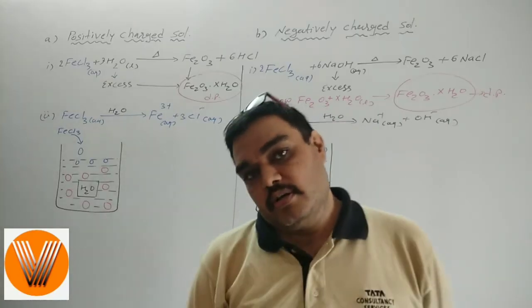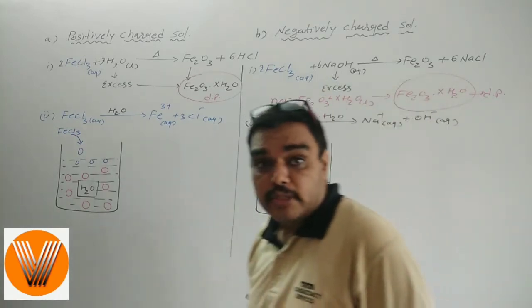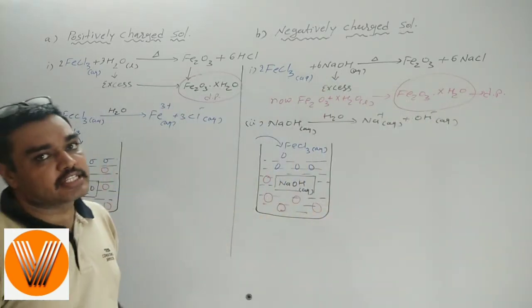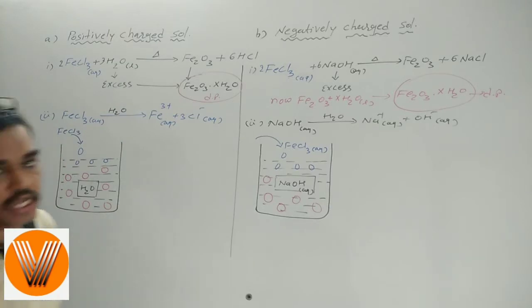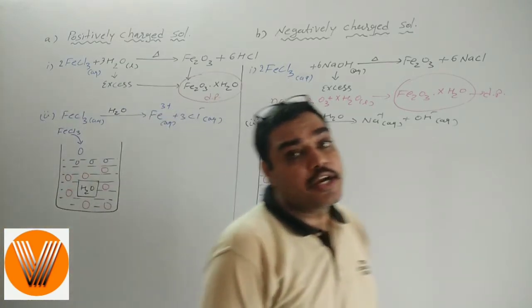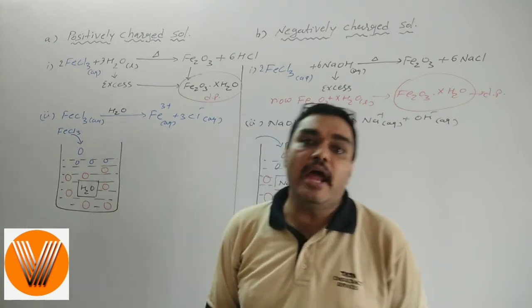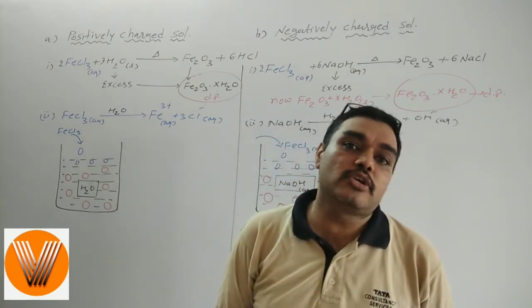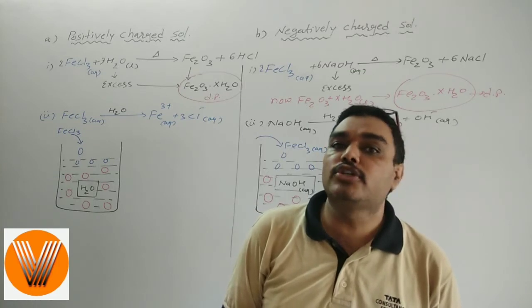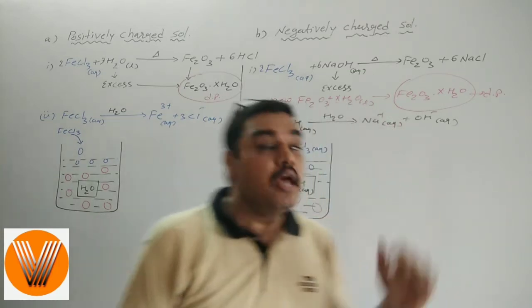Dear student, let's take a second example. Let's discuss the same thing again with a second example: how positively charged and negatively charged dispersed phase ions are obtained in the dispersion medium, and how positively charged colloidal salt or negatively charged colloidal salt is obtained.